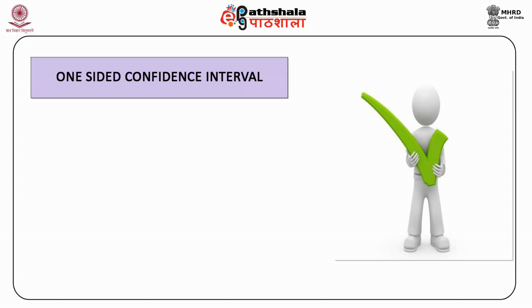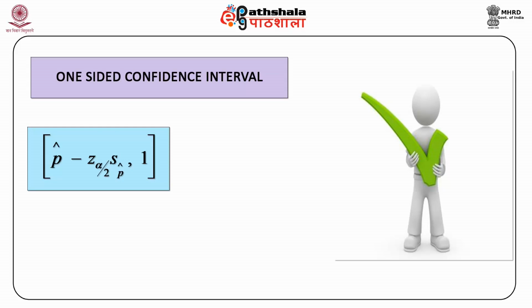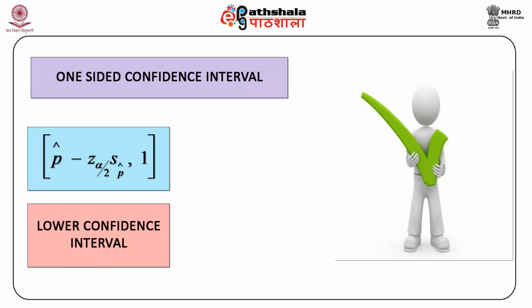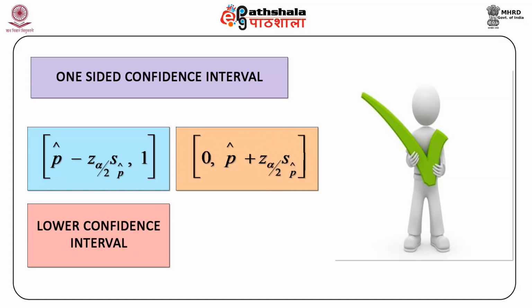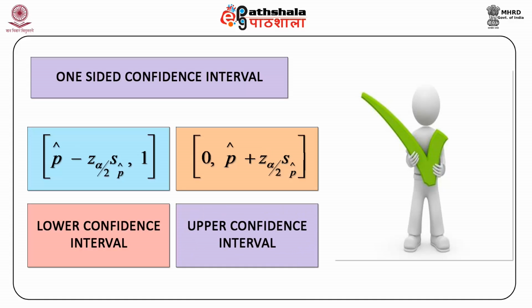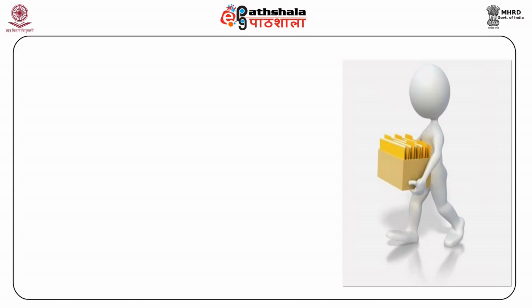The one-sided confidence intervals are, however, not unbounded. Since p lies between 0 and 1, the lower and upper confidence intervals using the traditional formula are p hat minus z alpha by 2 s p hat comma 1 and 0 comma p hat plus z alpha by 2 s p hat respectively. This can be better explained with the help of an example.